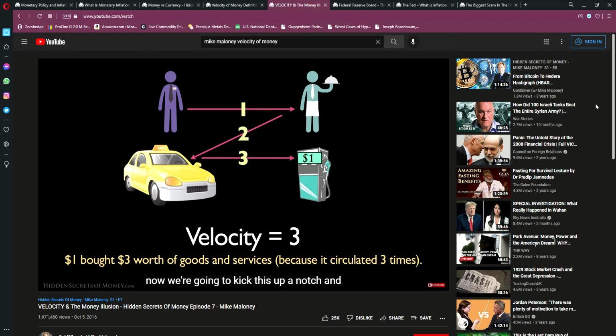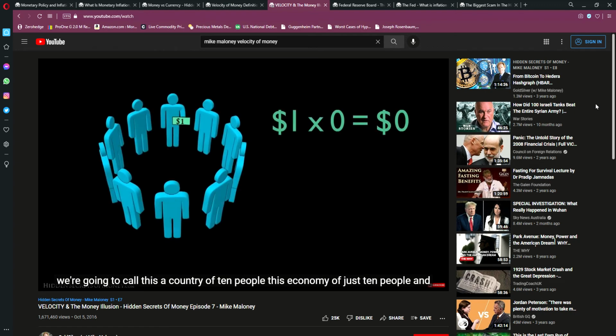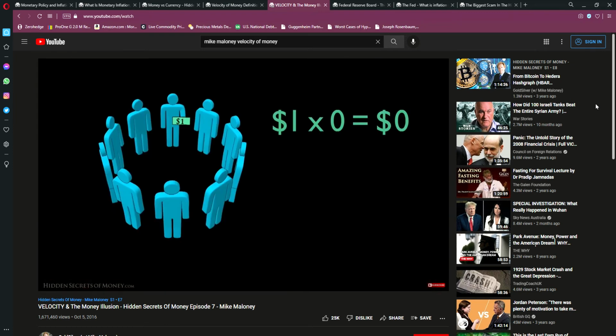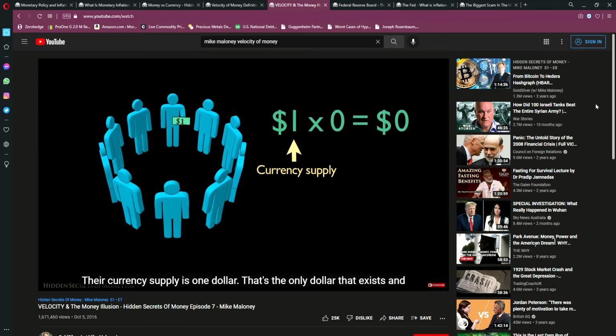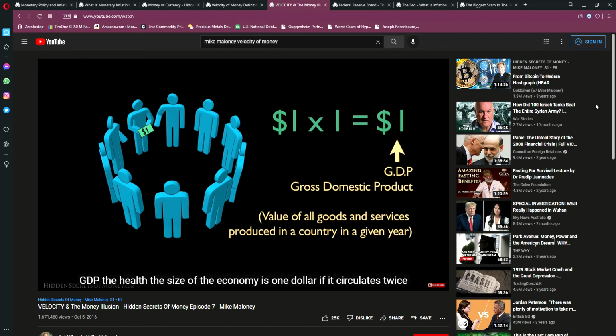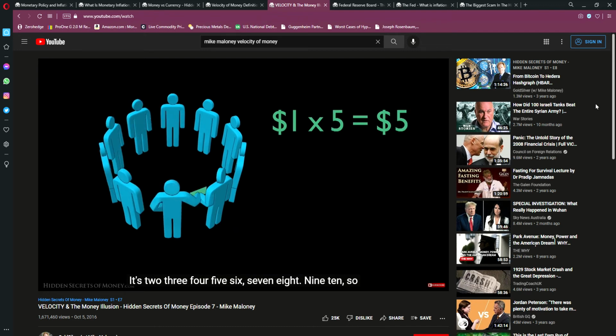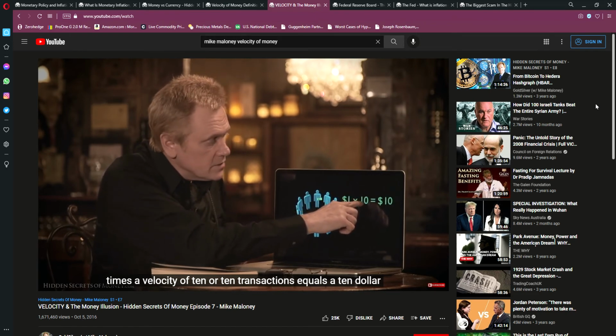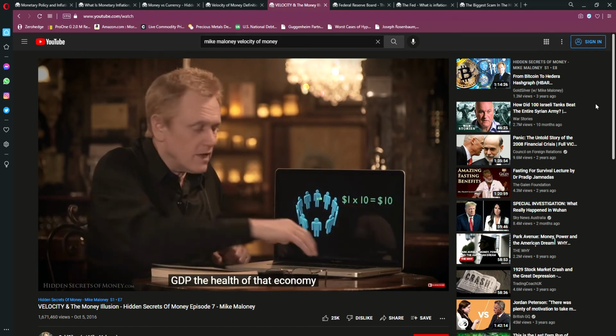Now we're going to kick this up a notch, and we're going to call this a country of 10 people, this economy of just 10 people, and their currency supply is $1. That's the only dollar that exists. And it circulates once, and so you've got $1 times a velocity of 1 equals a GDP, the size of the economy, of $1. If it circulates twice, it's 2, 3, 4, 5, 6, 7, 8, 9, 10. So $1 times a velocity of 10, or 10 transactions, equals a $10 GDP, the health of that economy.